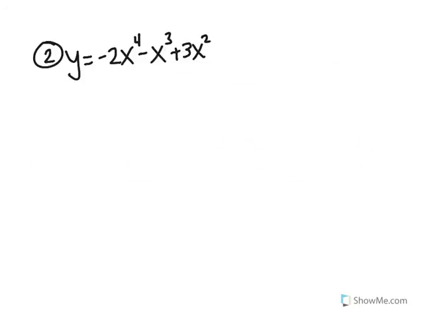So in this example, we know that the degree is 4 because it's the largest exponent. And our leading coefficient is actually negative.